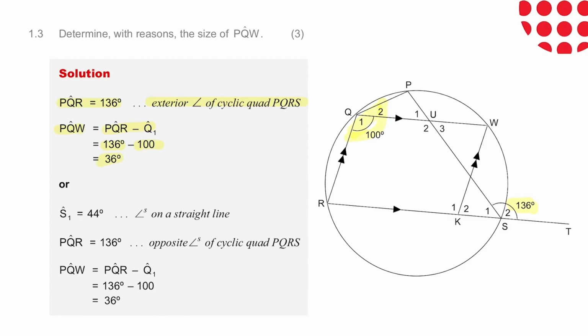Alternately, we can actually decide to find S1 first, and that means that we've got an extra step, because we have to explain that S1 is 44 degrees based on the fact that we have angles in a straight line. Then we have to explain that angle PQR is 136 degrees based on the opposite angles of a cyclic quad. So you can use a longer method as long as you justify it. The algebra here is the same, does not have to be shown. PQW is 36 degrees.